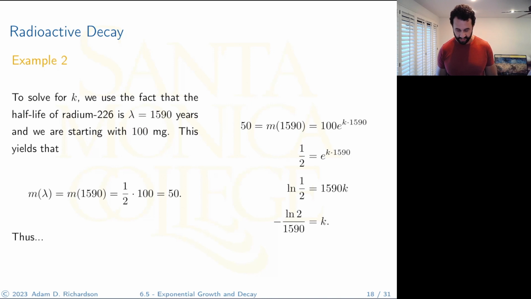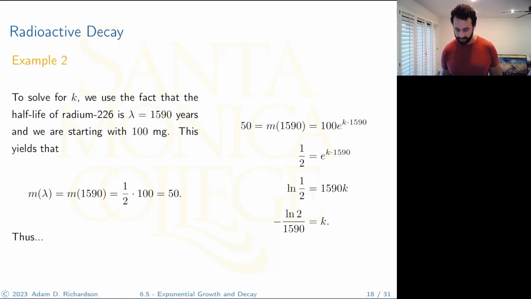Here we go. So we're going to plug in what we know about the half-life. It's this much, right? So that means that the amount left after that time is going to be half of what we started with, which is 50. There we go. So now we have almost a second data point for this model, and we can use that to solve for k. So we know that 50 is the amount of mass that remains after 1,590 years. So we plug that in for t, and now we can solve for k.